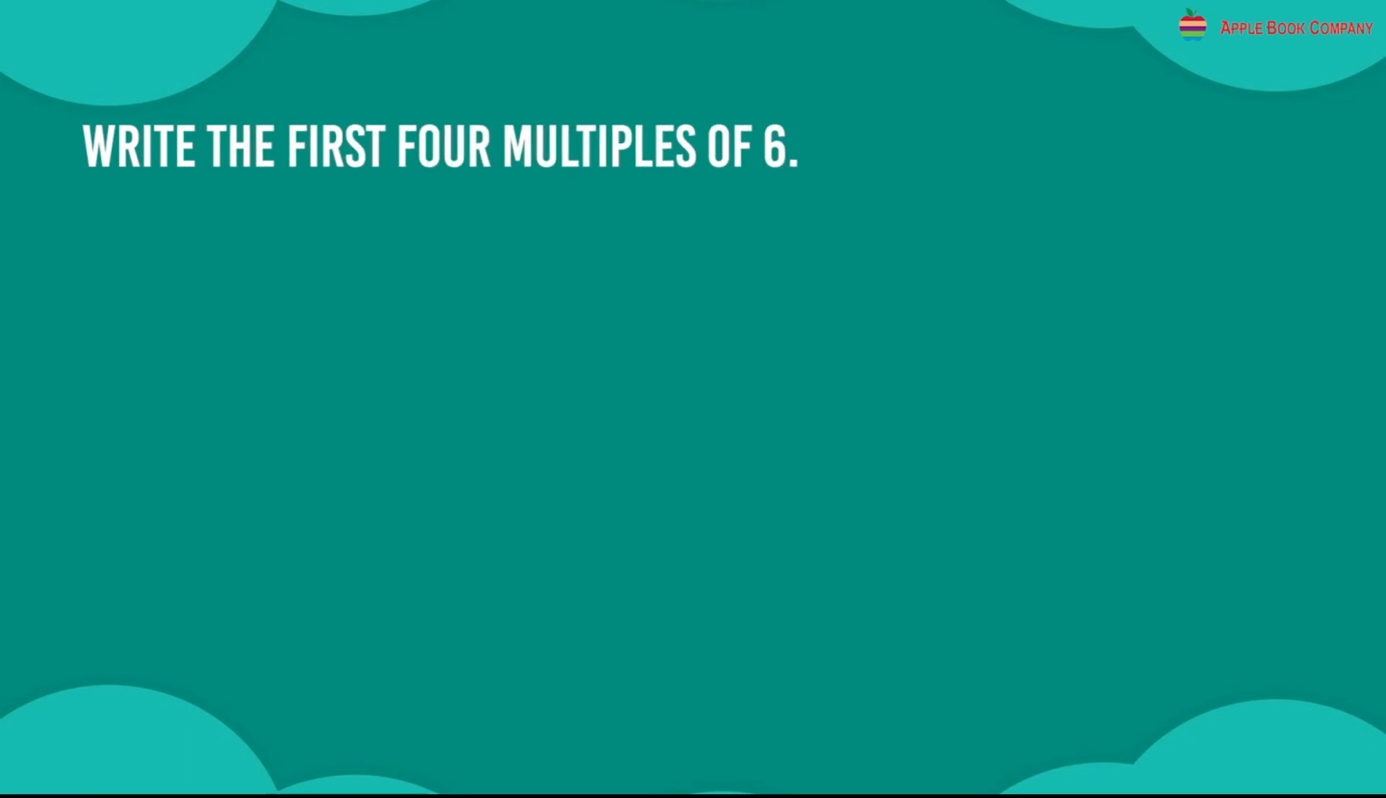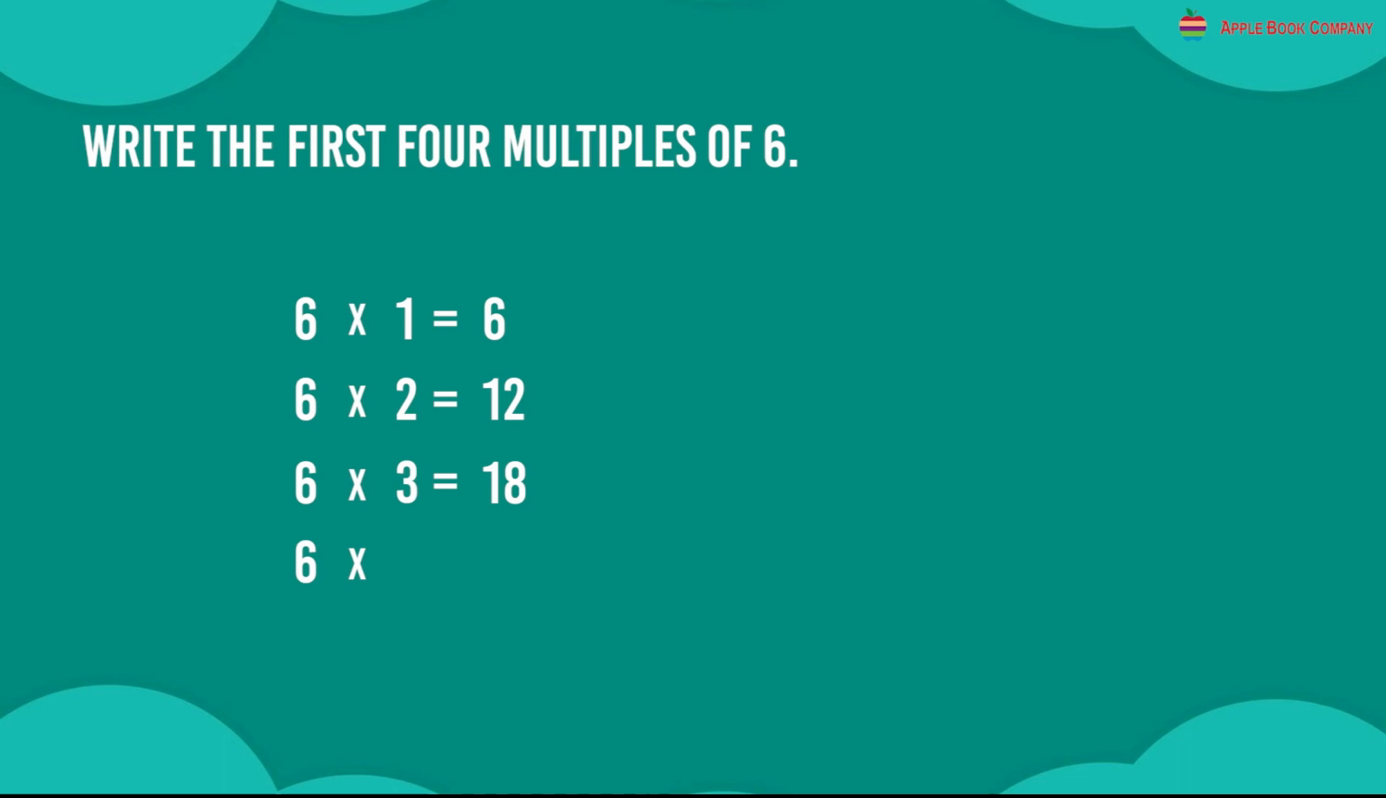Next question. Write the first 4 multiples of 6. 6 multiplied by 1 is 6. 6 multiplied by 2 is 12. 6 multiplied by 3 is 18. And 6 multiplied by 4 is 24.